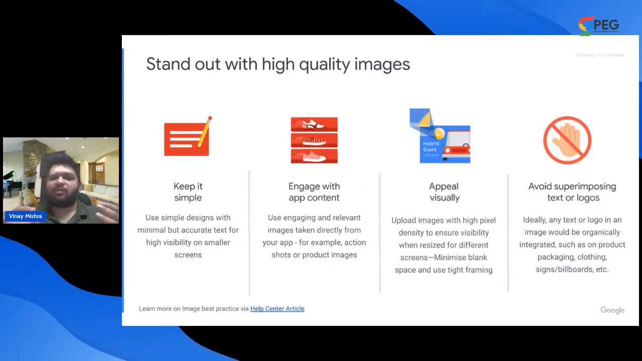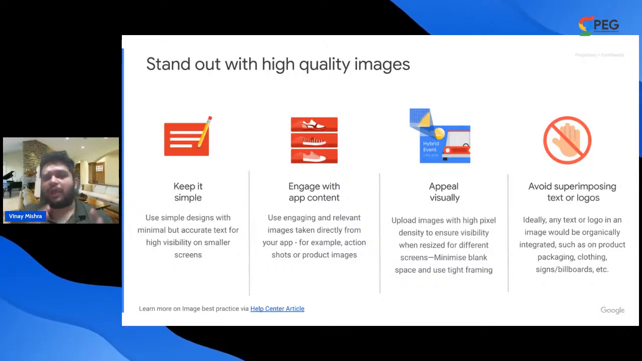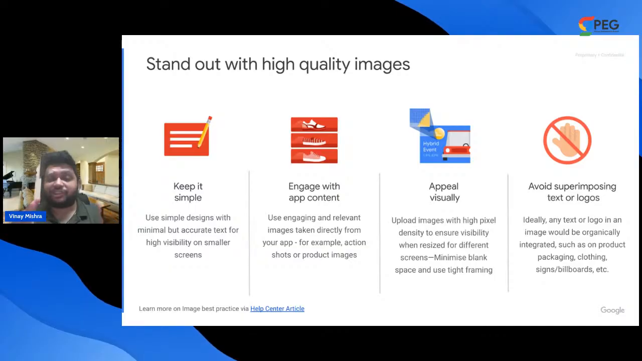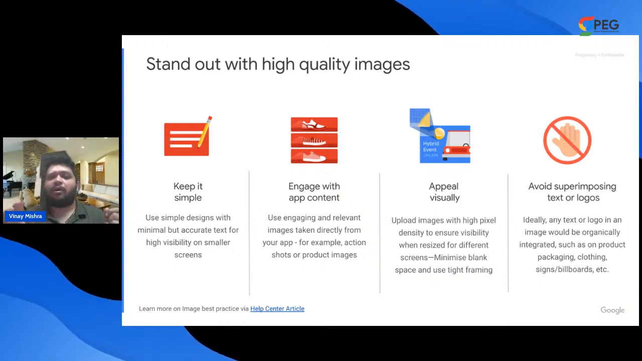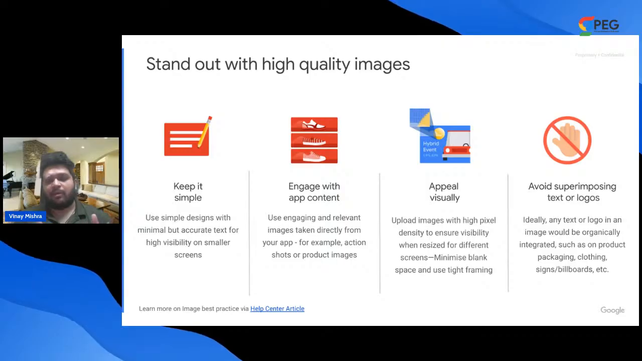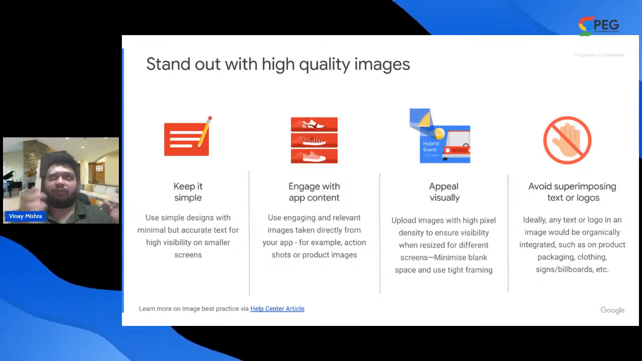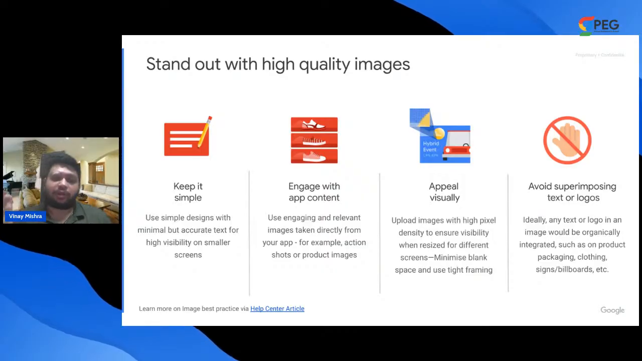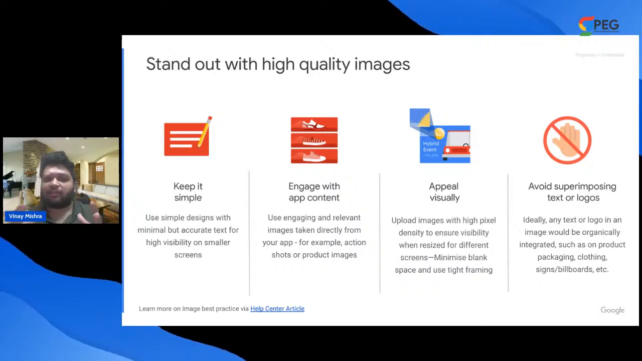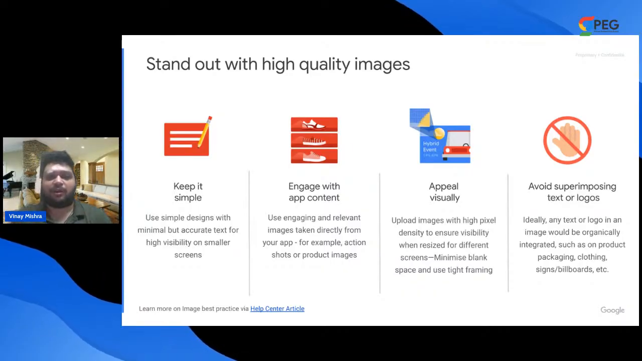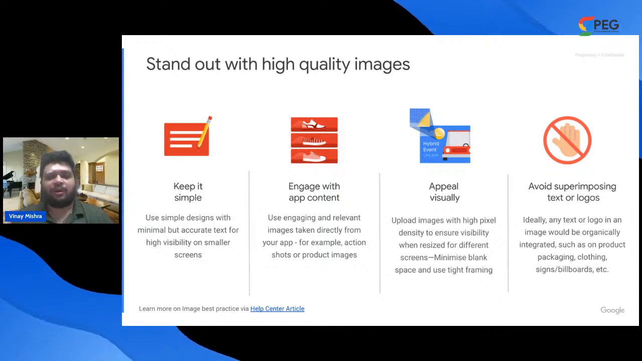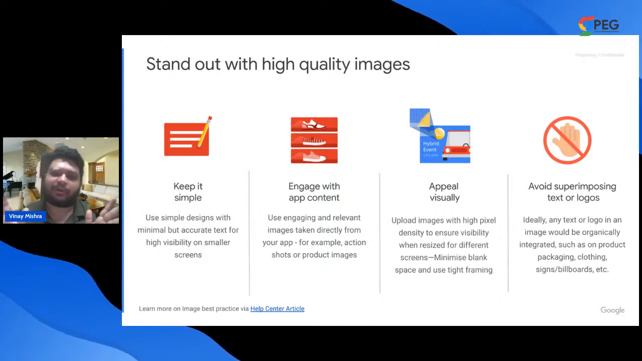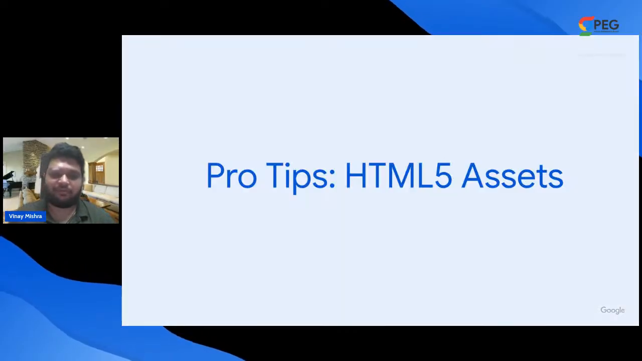The better the creatives that you're promoting, the better. You have to make sure that the images you're using are kept simple. You cannot show a lot of information in one single image, right? Because if we try to do that, then a lot of other aspects come into the picture. At the same time, the user is seeing your brand in the image. So keep it simple, which will help you engage with the app content, and they should be visually appealing, and you should avoid superimposing text with logos here. These are the best practices that you can follow.